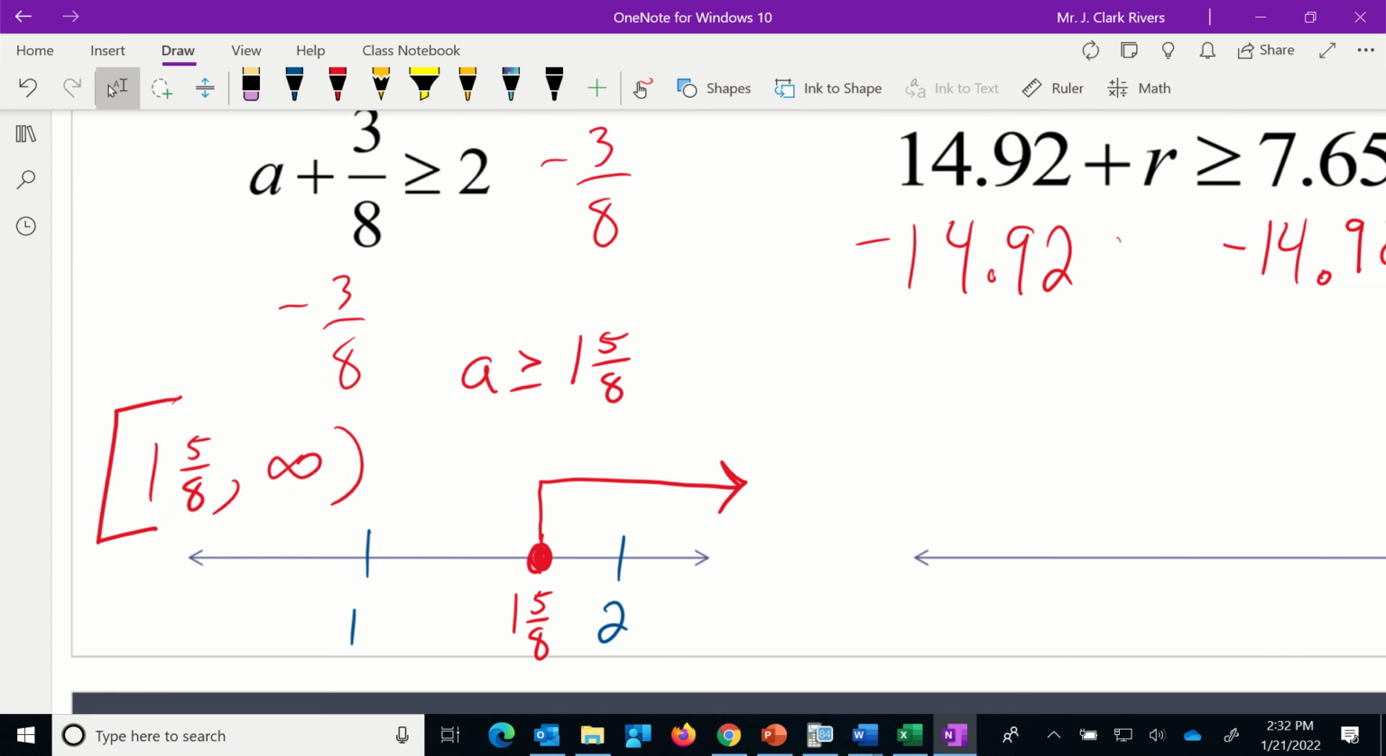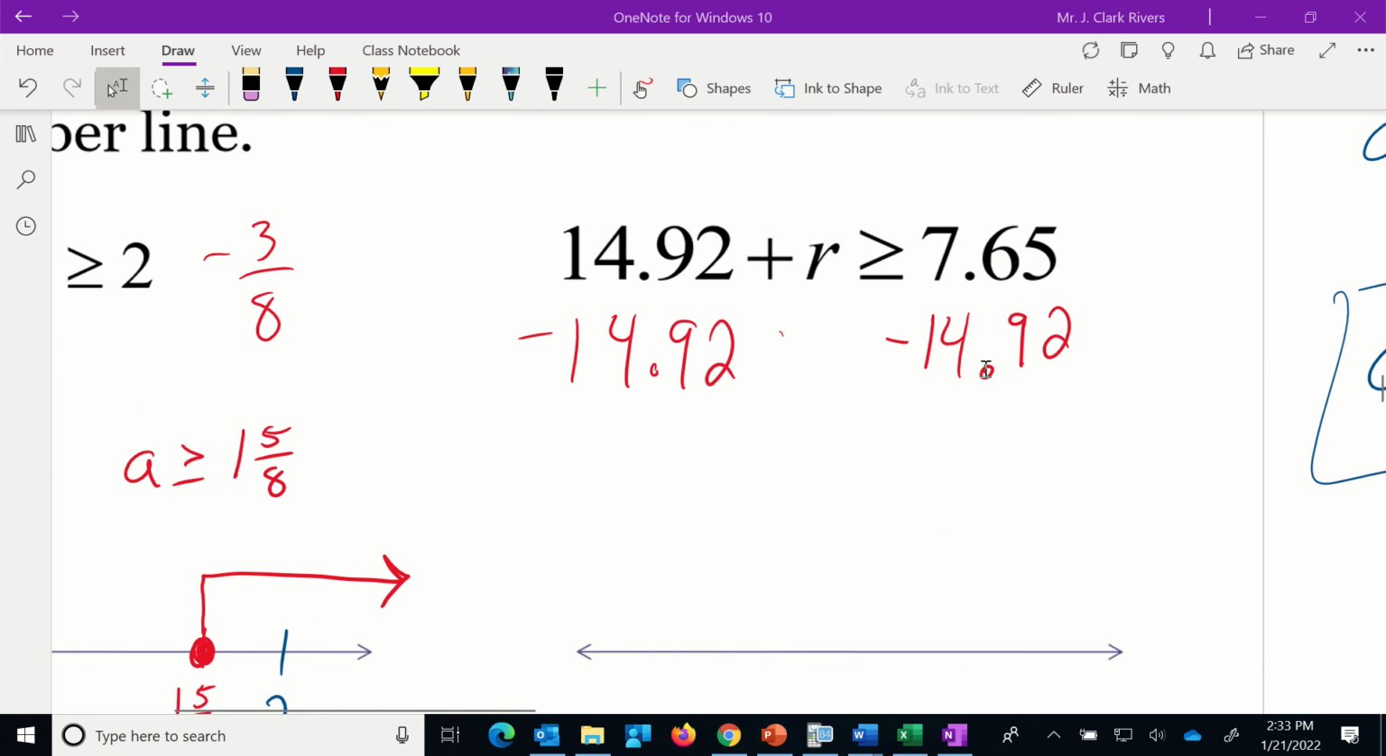You still get 1 and 5/8? Yeah, I'm okay with it. They're not always this simple, right? So the ones that are more complex, you will have to do what I did, but this one's simple enough. You can probably just look at 2 minus 3/8 and know that's 1 and 5/8. Pretty much what I did.